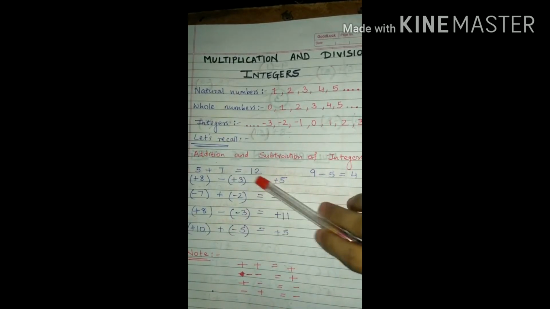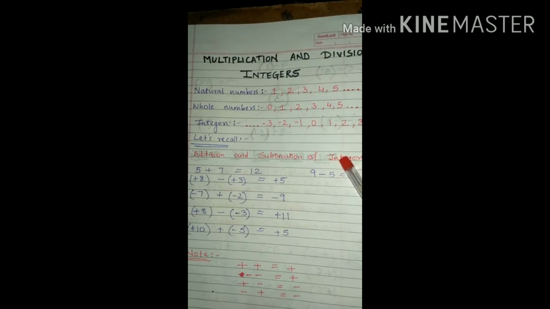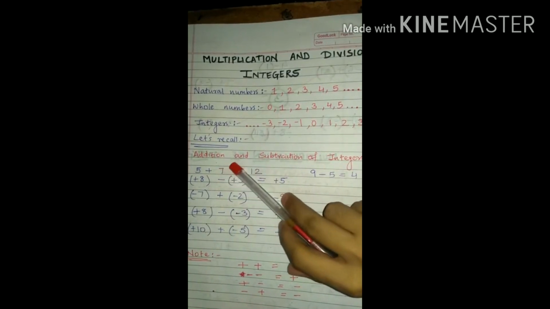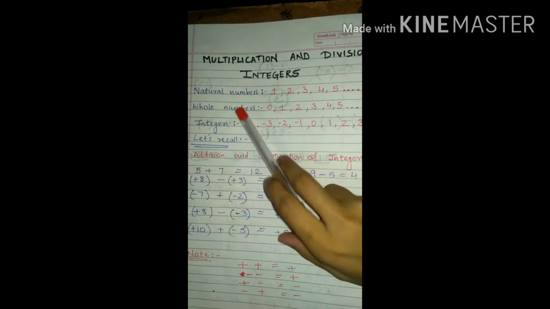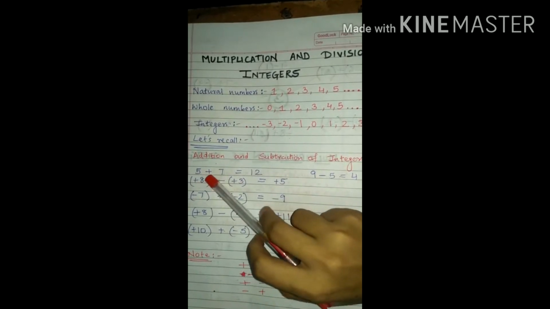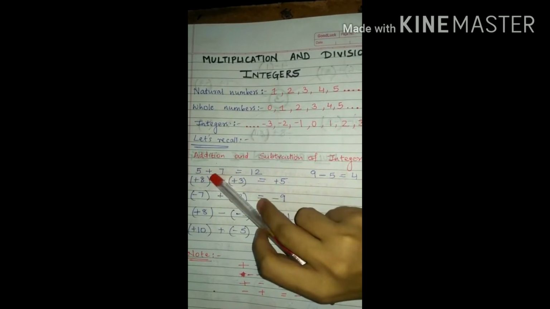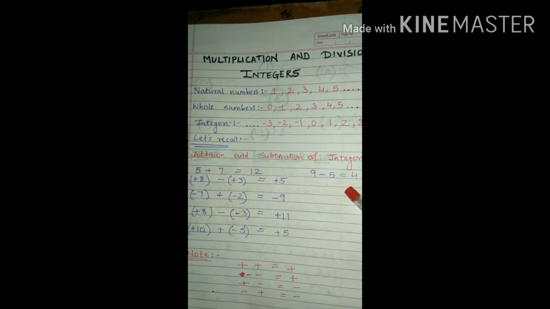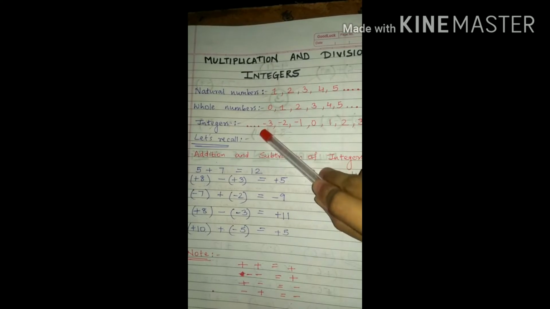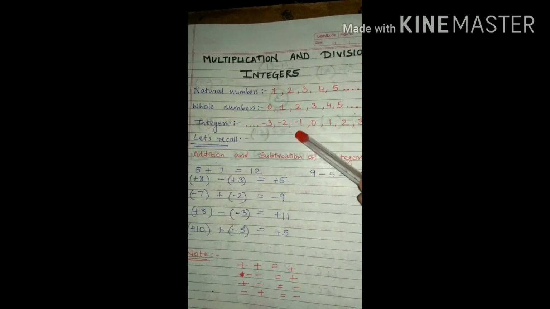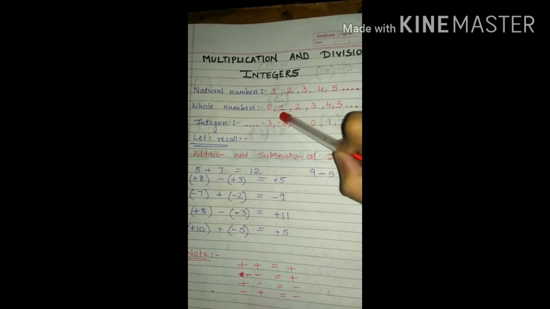Okay. So, addition and subtraction of integers. First, you know how to add and subtract normal numbers. For example, 5 plus 7 equals 12. 9 minus 5 equals 4. Now we will see how to add and subtract integers. Integers, as I have told you, include positive as well as negative numbers along with 0.